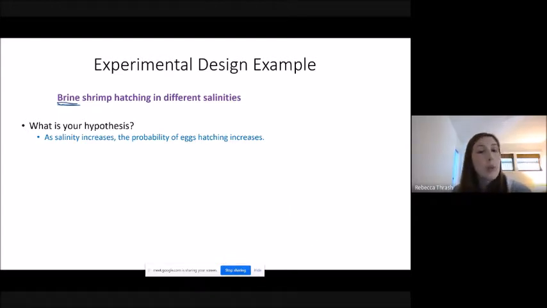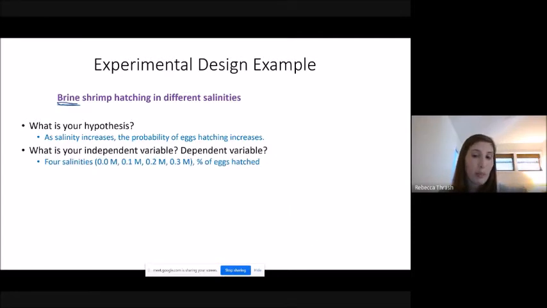This is not the only way that you could test this. You could look at the mortality of the brine shrimp. You could look at the different pHs of the water, but this is just one example. So within this hypothesis, you also need to be able to operationally define your independent variable and your dependent variable. And what's always important on free response rubrics when it comes to experimental design is making sure that you have multiple different changes to your independent variable.